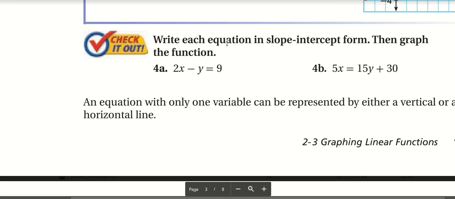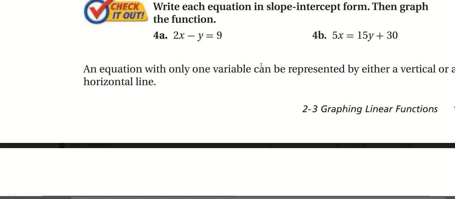Write each equation in slope-intercept form, then graph the function. Go ahead and pause the video, and then I'll tell you what the slope-intercept form is. For 4a, the slope-intercept form is y equals 2x minus 9. For 4b, the slope-intercept form is y equals 1/3 x minus 2.